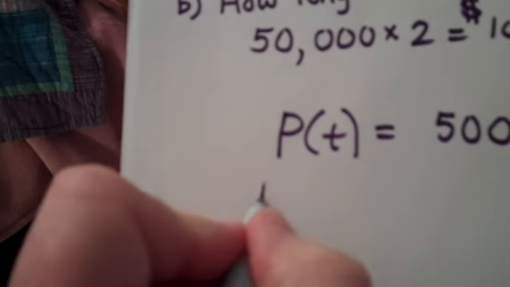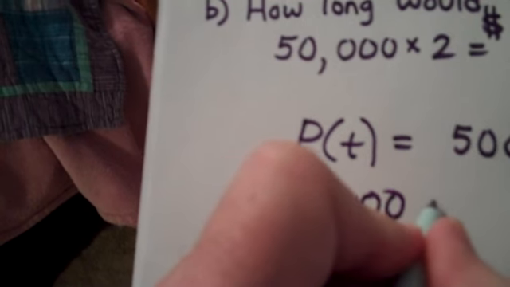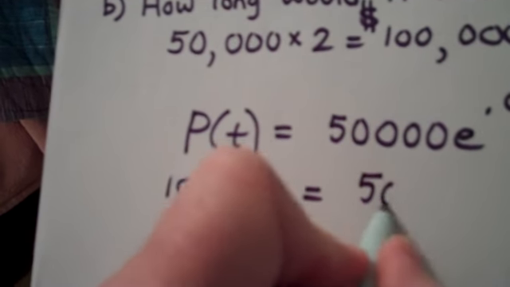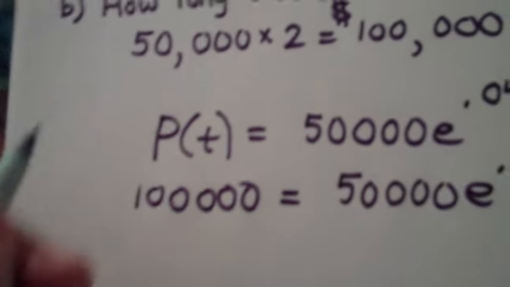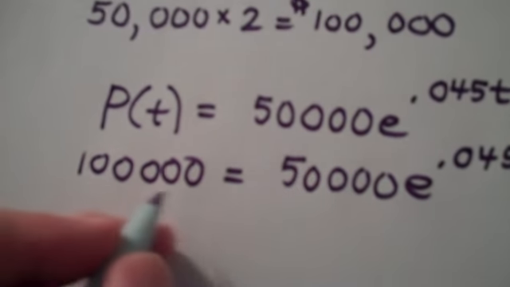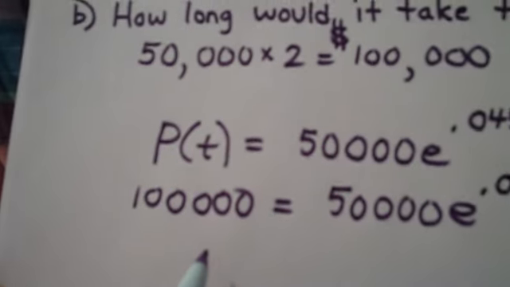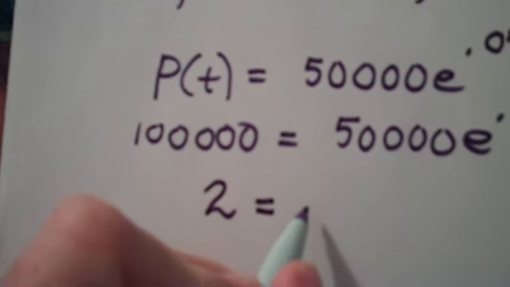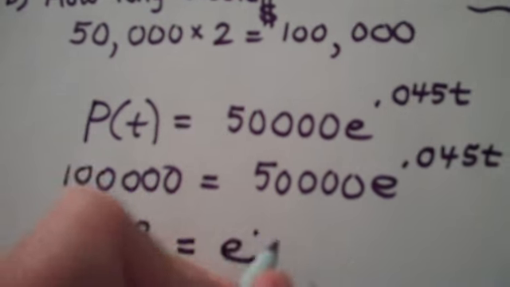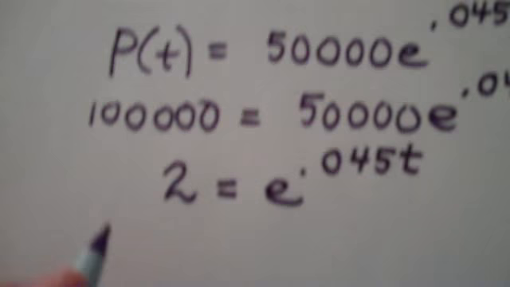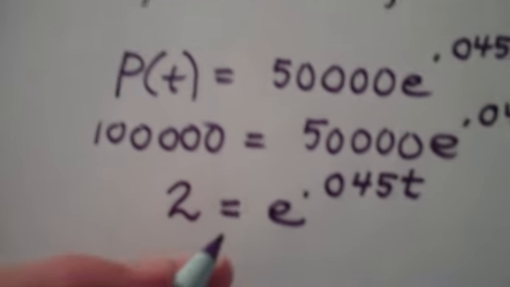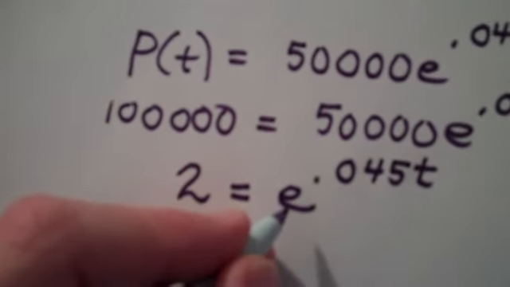Okay, here we go. P of t is 100,000. So that's what I put in. And that's equal to 50,000 times e to the 0.045 t power. Now, to solve this exponential equation, first thing I'm going to do is divide both sides by 50,000. That would give me 2 is equal to e raised to the 0.045 t power.